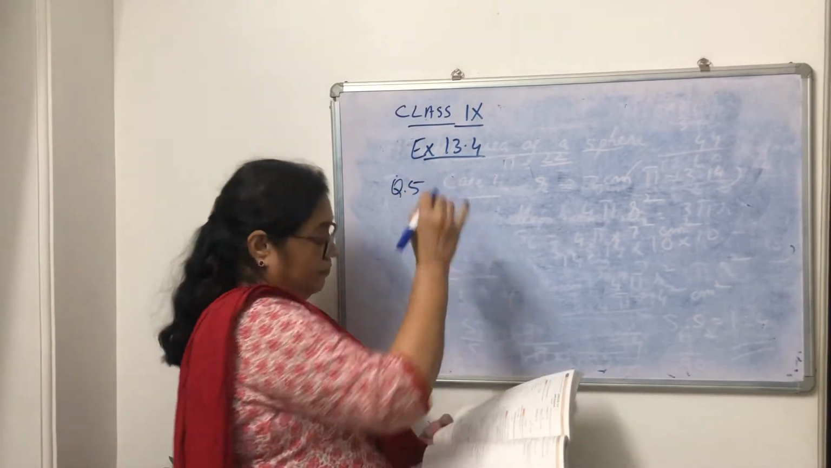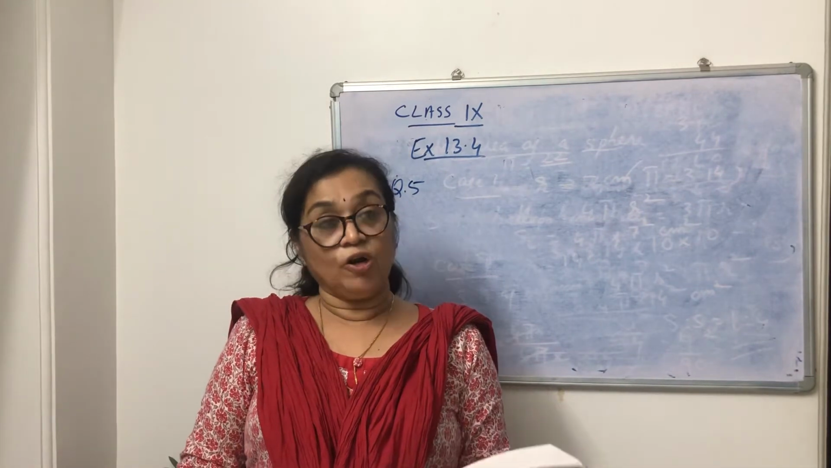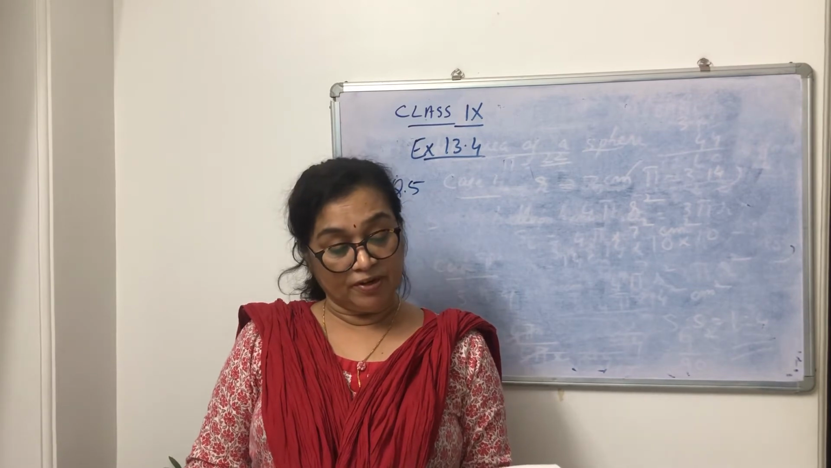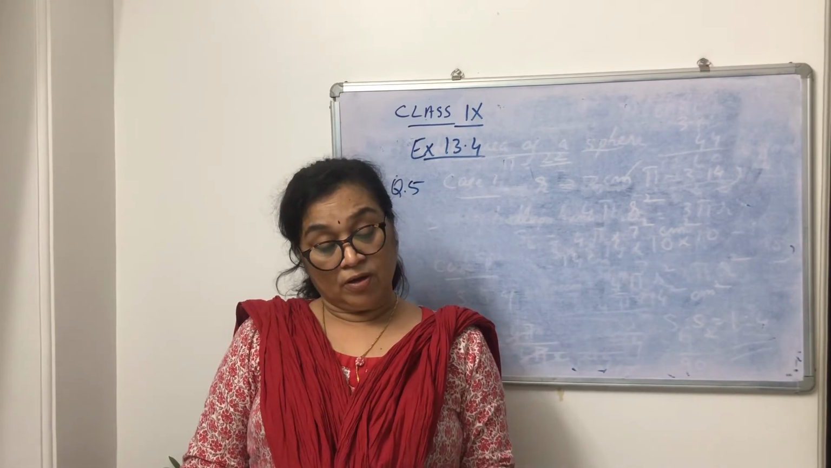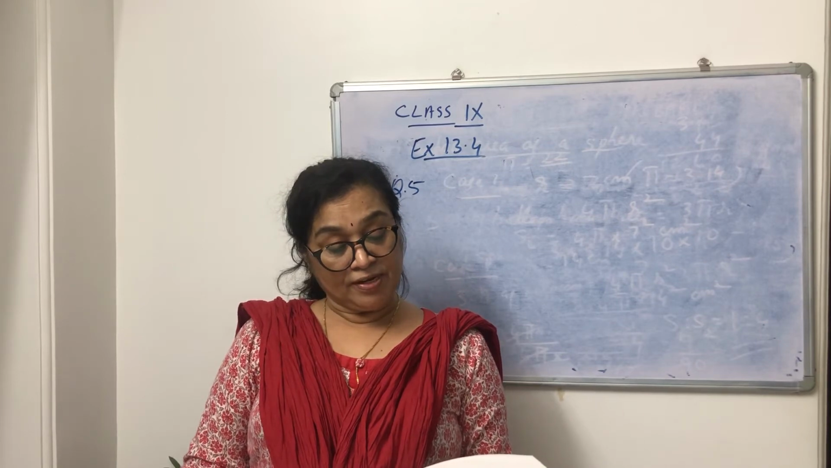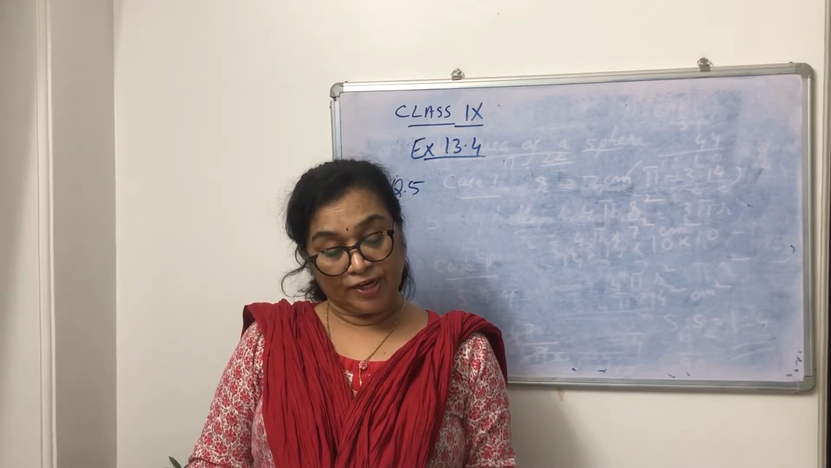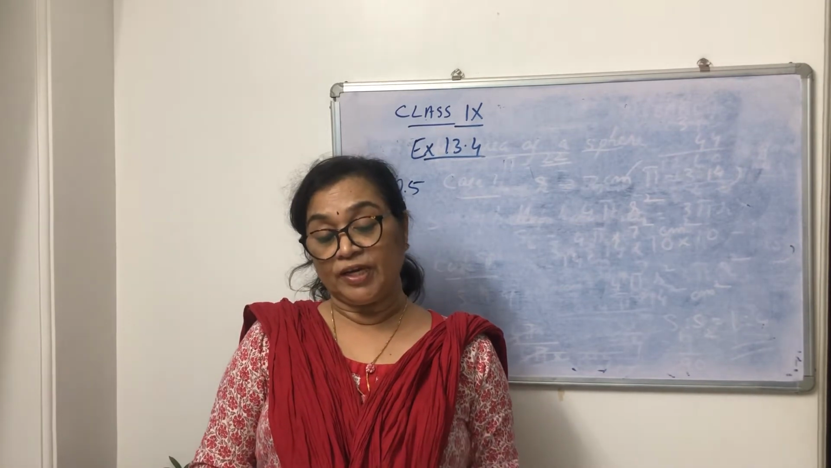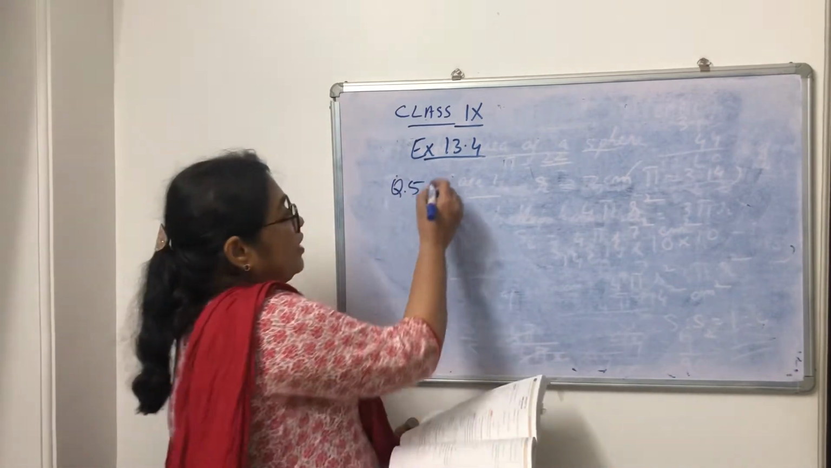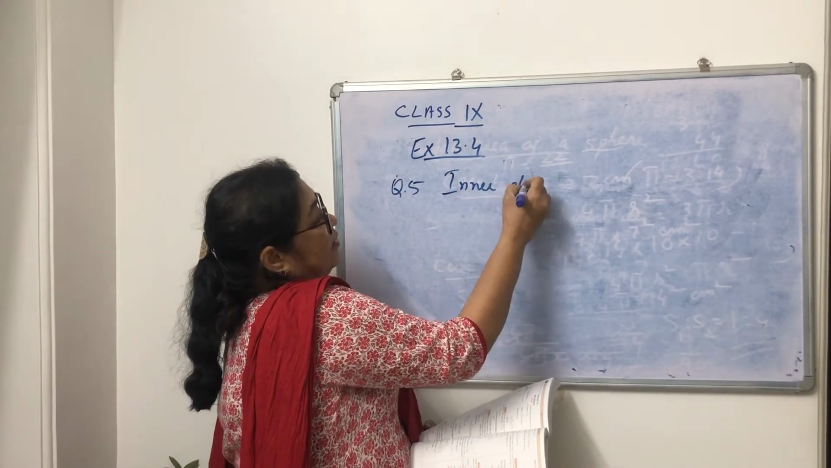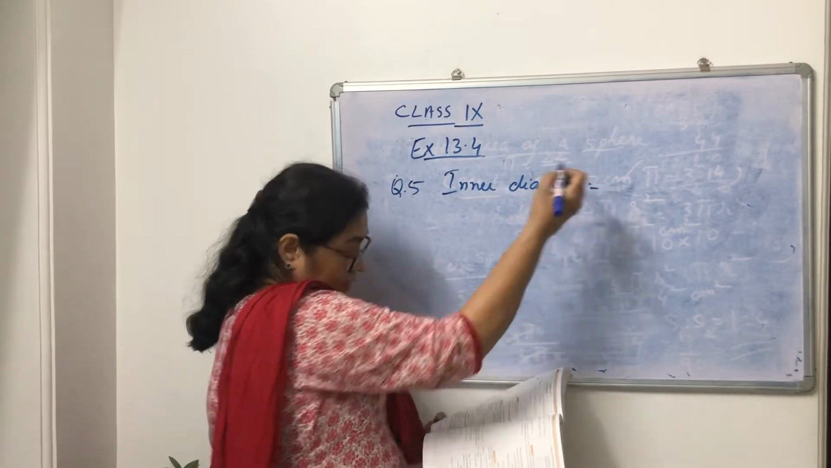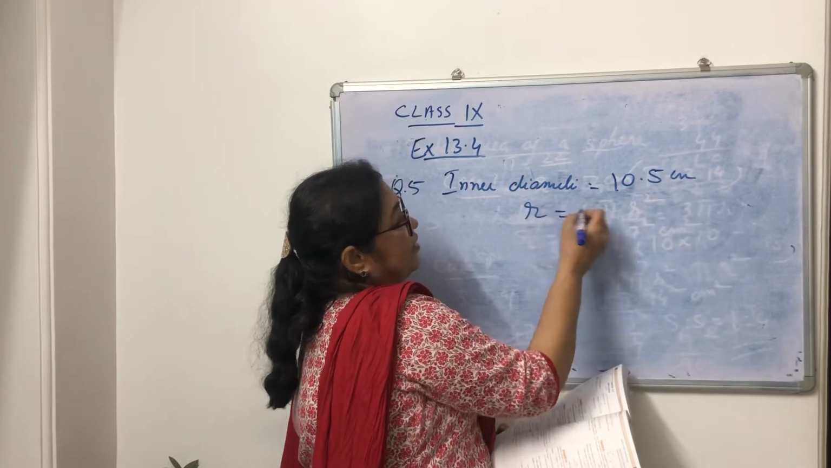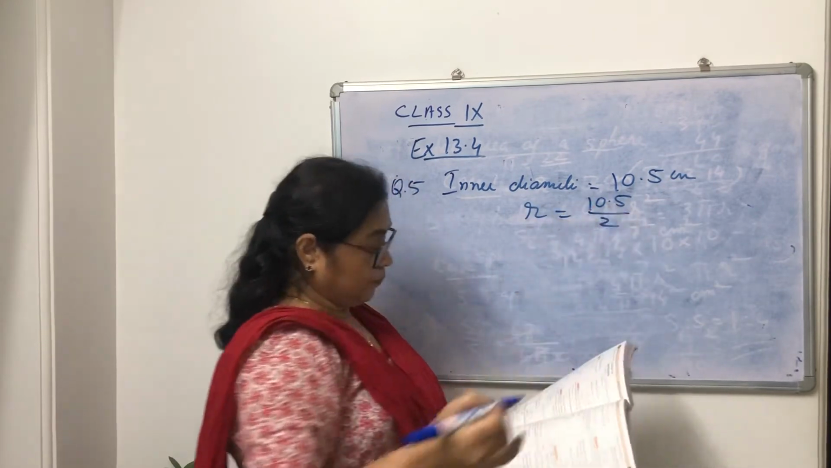Question number 5. A hemispherical bowl made up of brass has inner diameter 10.5 centimeter. Cost of tin plating it on the inside at the rate of rupees 16 per 100 centimeters square. So you need to find out inner curved surface area. So inner diameter is given 10.5 centimeter, then the radius is 10.5 by 2.